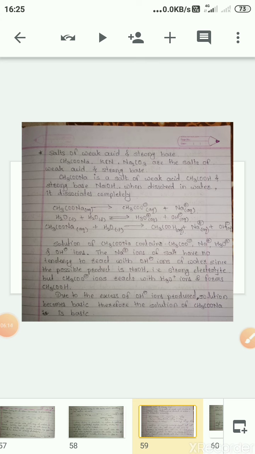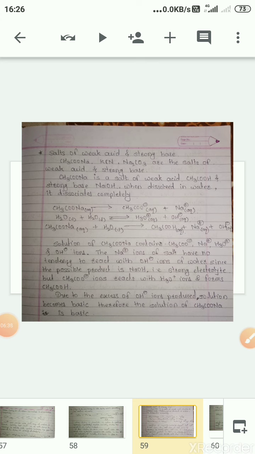First, mention from which acid and which base the salt has been made. For example, you have sodium acetate, which is made from a weak acid, acetic acid, and a strong base, sodium hydroxide. After that, first write down the dissociation of that particular salt.